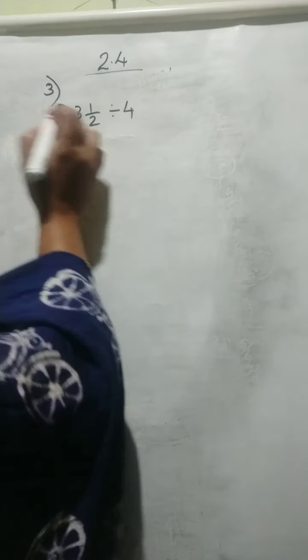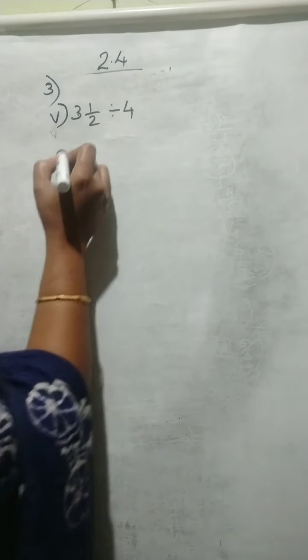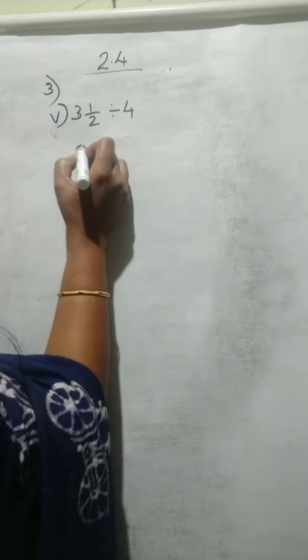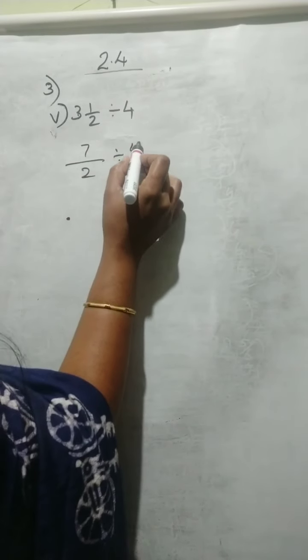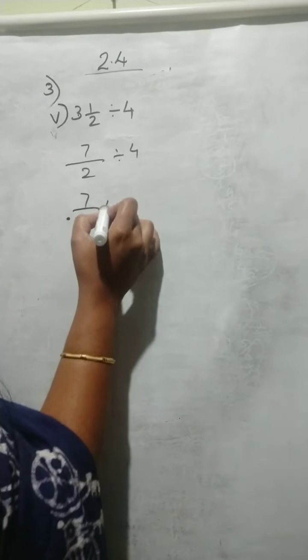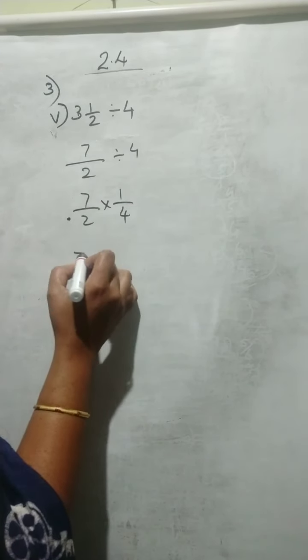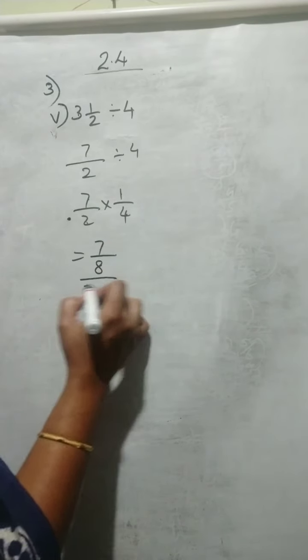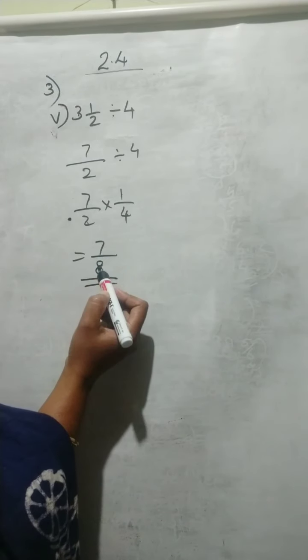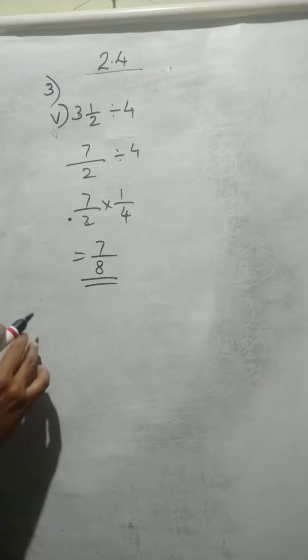Fifth one, 3 and half divided by 4. So 3 times 2, 6. So 6 plus 1, 7. 7 on 2 divided by 4. So multiply with the reciprocal of 4. 7 on 2 multiplied by 1 on 4. That is equal to 7 times 1, 7. 2 times 4, 8. Numerator is smaller than denominator. So we can write that itself.